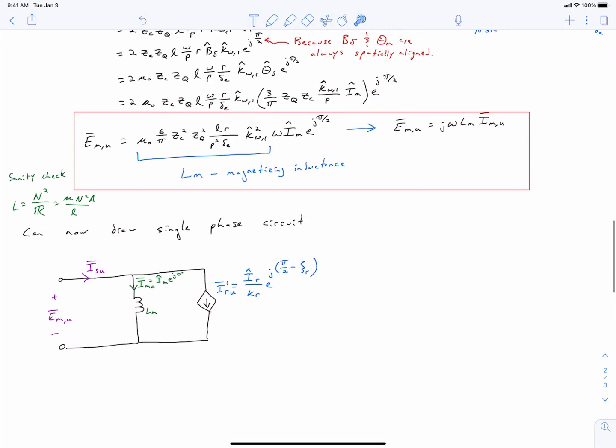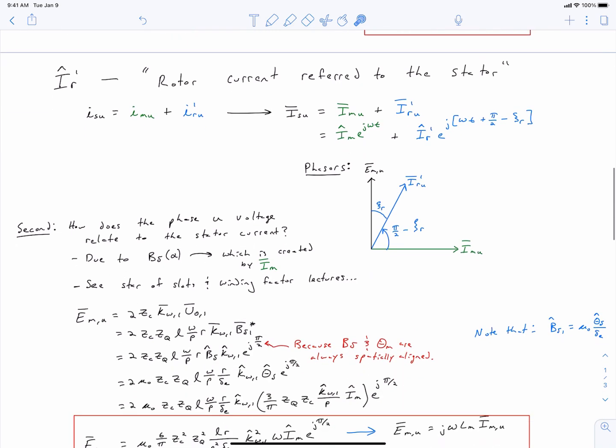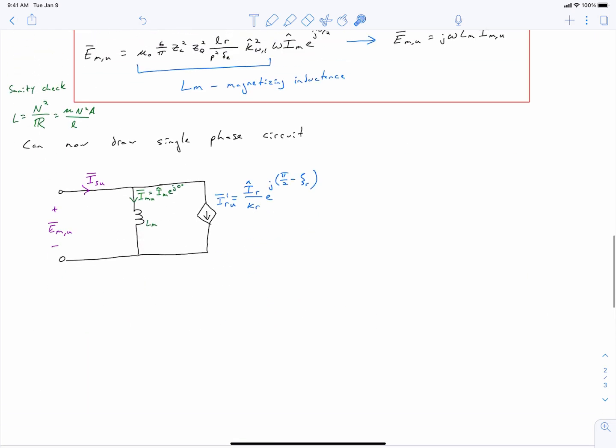And so we know this to be true because we've already written out an expression for how our phase U stator current sums as the magnetizing current plus our rotor current referred to the stator, and these had angles associated with them. So the magnetizing current was at angle 0, the rotor current referred to the stator was at an angle of pi by 2 minus zeta r. And so I've written that in here. Magnetizing current is at an angle of 0 degrees, and then rotor current has an angle of pi by 2 minus zeta r.